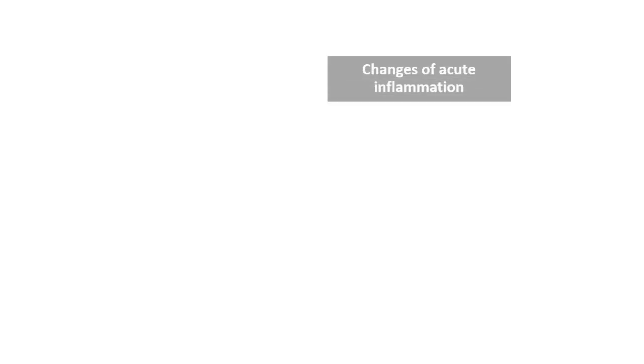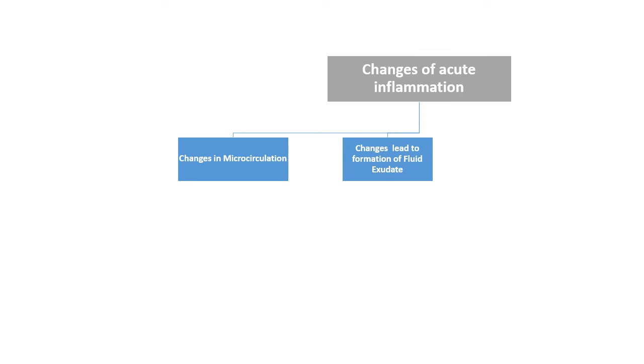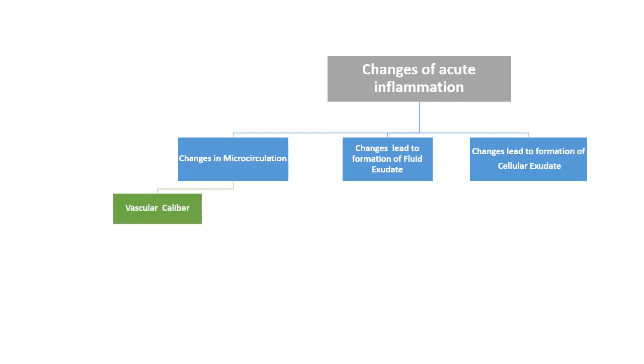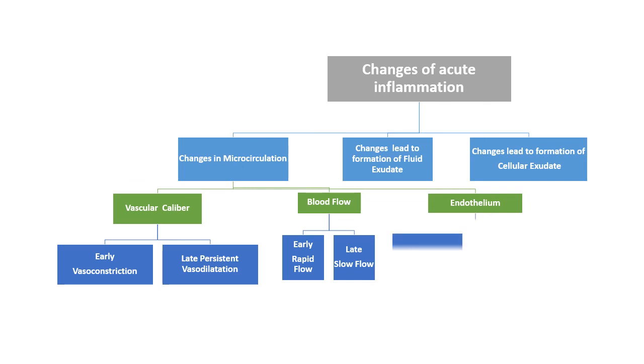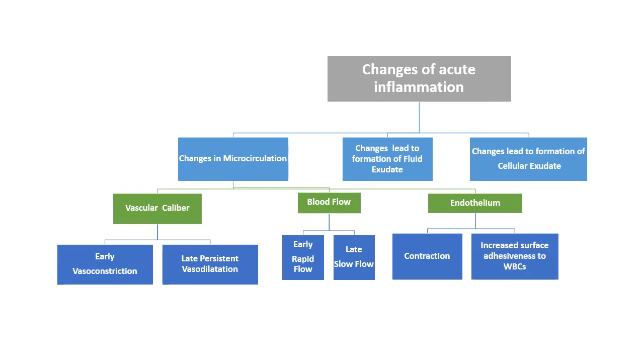At the end, to sum up the changes of acute inflammation, we have changes in the microcirculation, changes leading to the formation of fluid exudate, changes leading to the formation of cellular exudate. Changes in the microcirculation include changes in the vascular caliber, changes in the blood flow, and changes in the endothelium. Changes in the vascular caliber include early vasoconstriction followed by late persistent vasodilation. Changes in the blood flow, early rapid flow followed by late slow flow. Changes in the endothelium include contraction of the endothelial cells with opening of endothelial gaps, and also increased surface adhesiveness of the endothelial cells to white blood cells.